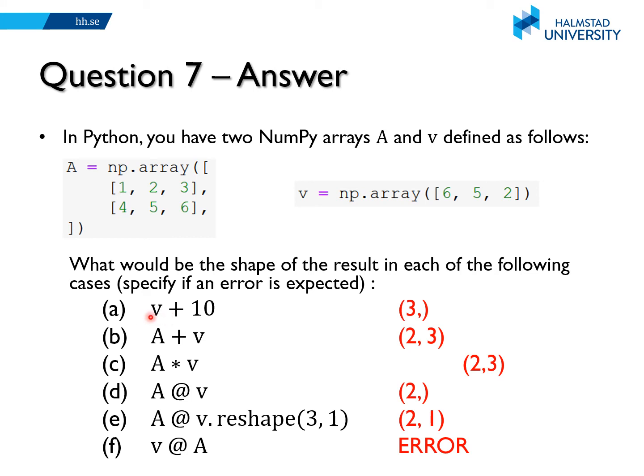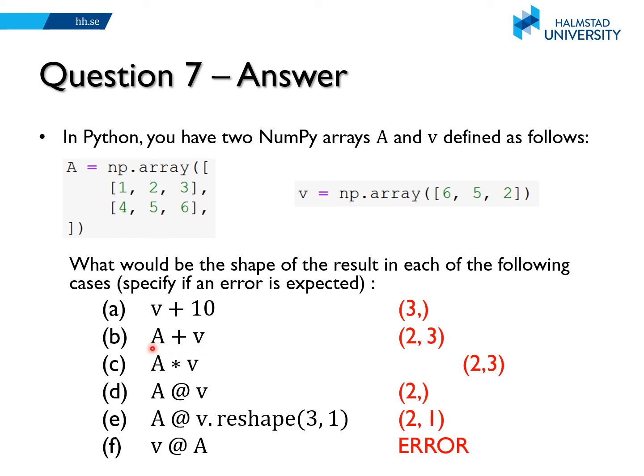For the first one, we have v plus 10. So this will just add 10 to each element in v. And what happens internally here is that Python will understand that you actually want to add v with this array of 3 tens. This operation is called broadcasting. And so when you add v and this, you will get a vector which has this shape, right? So an array which contains 16, 15, 12, right? So it's just a rank 1 array of 3 values.